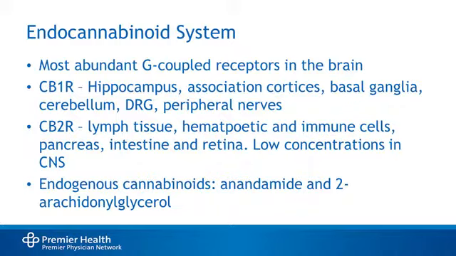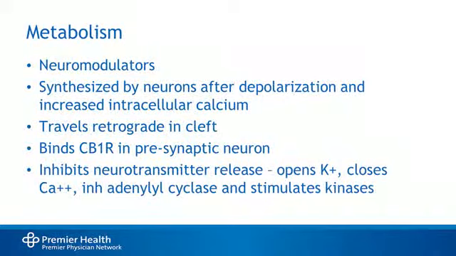The brain makes endogenous cannabinoids, including anandamide and 2-arachidonylglycerol. The metabolism of the brain indicates that they are neuromodulators. They're rapidly synthesized and then rapidly degraded. They're synthesized by neurons after depolarization and increase in intracellular calcium.